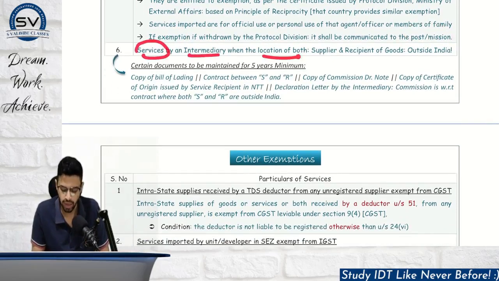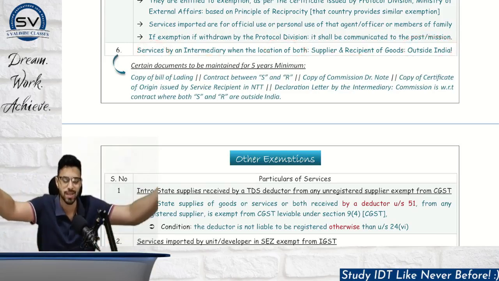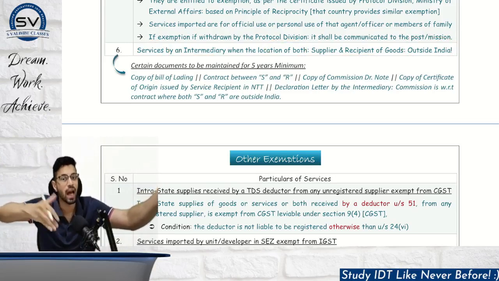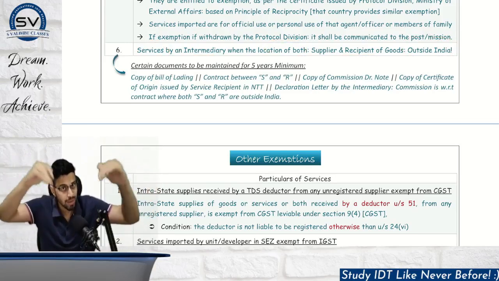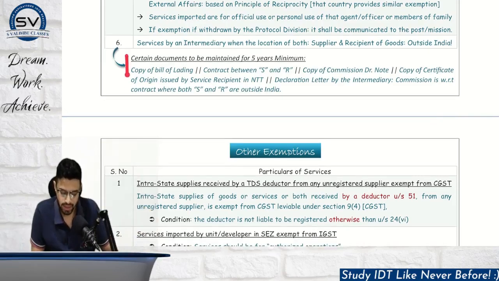Services by an intermediary when the location of both supplier and recipient is outside India. So supplier is outside India, recipient is outside India, intermediary is in India. IGST may be involved because the place of supply may come into India, but IGST is exempt. So for that, there are certain documents which are required to be maintained for 5 years. Again, a very, very procedural point.